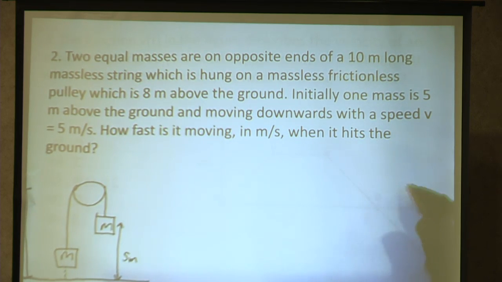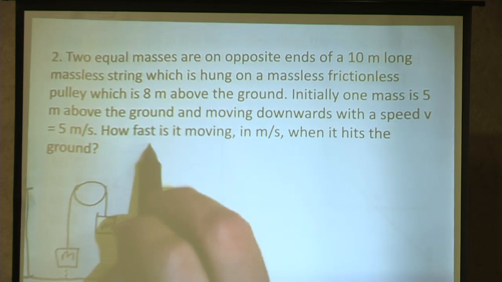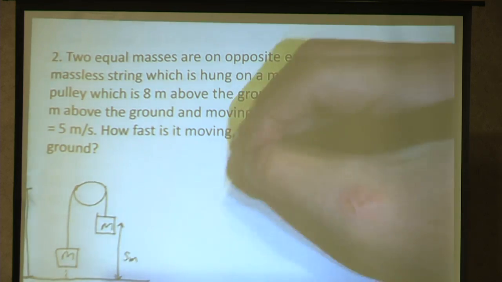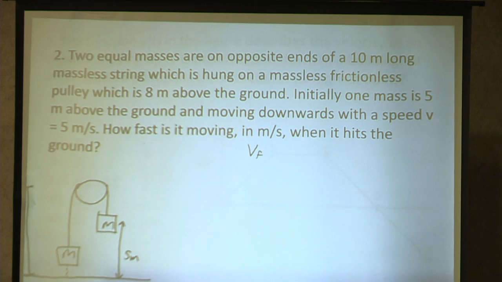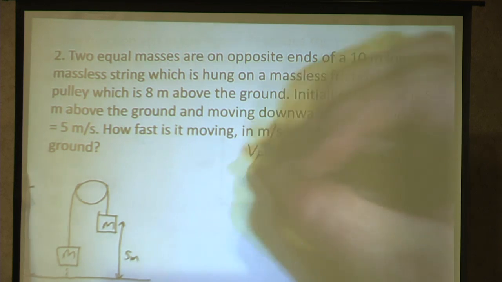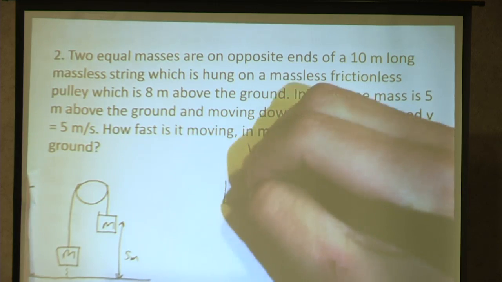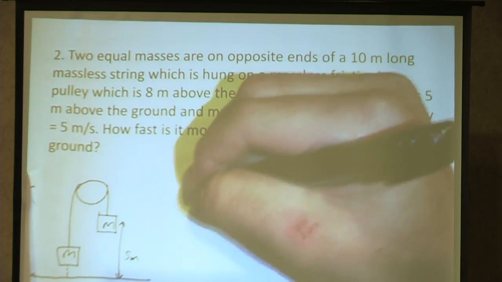So the main question: how fast is it moving when it hits the ground? We're looking for a final velocity, v_f. Because this is a massless, frictionless pulley, and the masses are equal on both sides, we could almost treat this as 2 masses on one plane. So I'm going to redraw this in a way that might be easier to visualize.